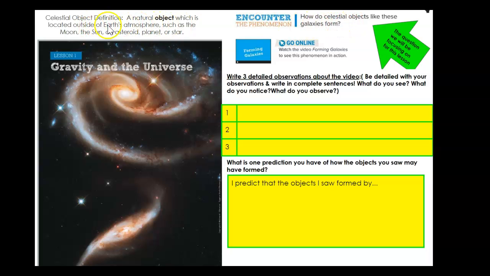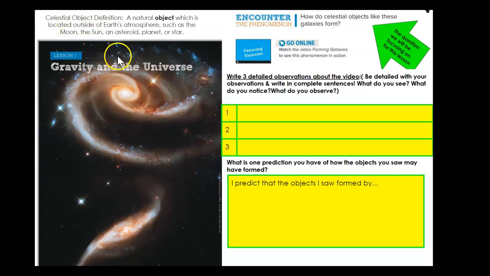So I went ahead and included this definition at the top just in case you don't remember it from last week's lesson. So a celestial object defined, it is a natural object which is located outside of Earth's atmosphere. It could be things such as the moon, the sun, an asteroid, a planet, a star, anything that's outside of Earth's actual atmosphere, and it's a naturally occurring object, then we refer to it as a celestial object.